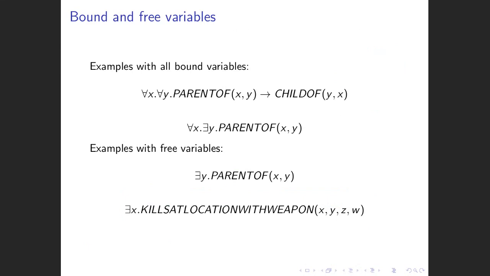As with the lambda calculus, we have to consider bound and free variables. So this should be very familiar from lambda calculus. In these examples, we have everything is bound. You can see all the variable names are showing up in the quantifiers around the edge.